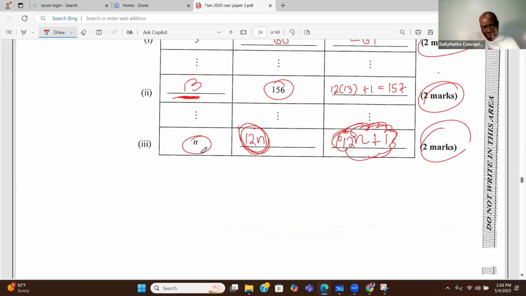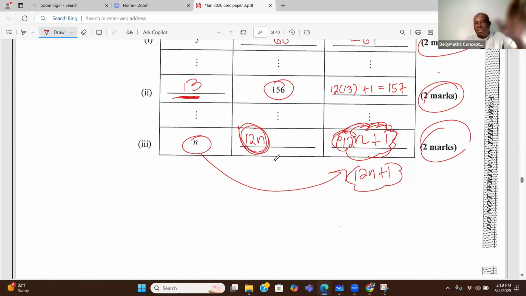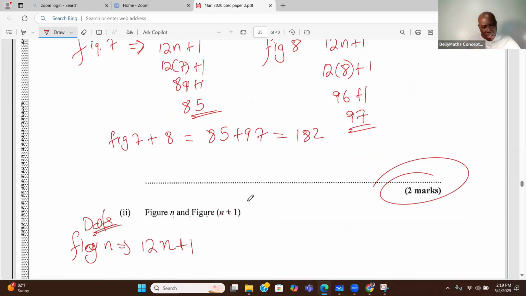n for the dots is this. Don't be mistaken. Don't think it's 12n and gone. No, that's for S. For dots, the n for dots is 12n plus 1. That is for n. But remember now, that's 1.